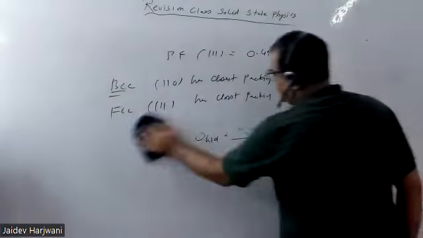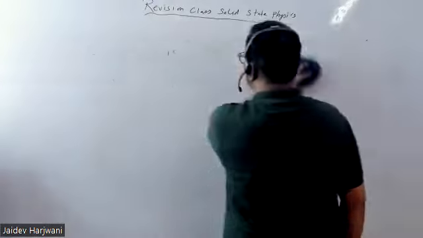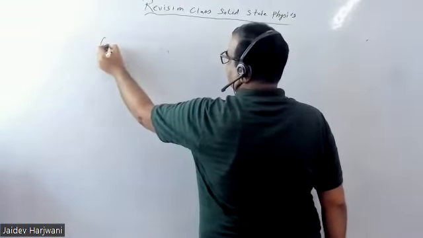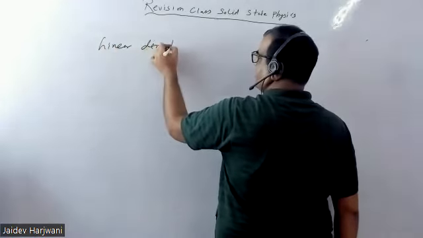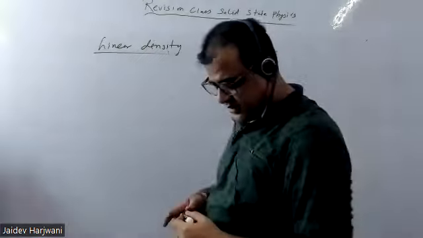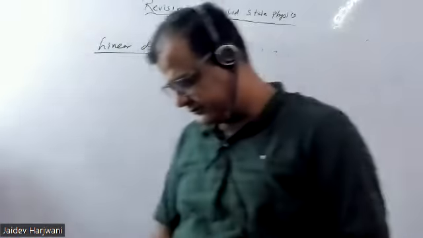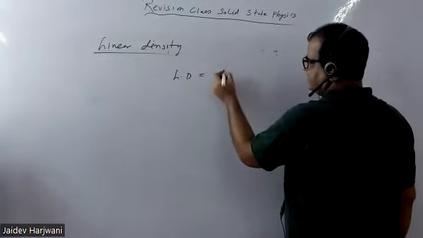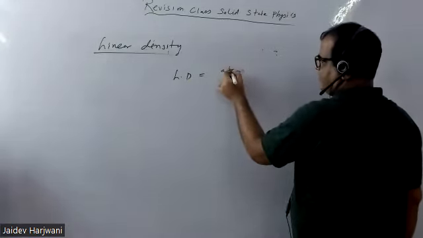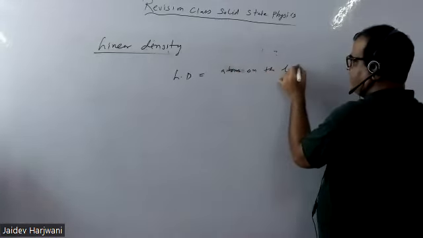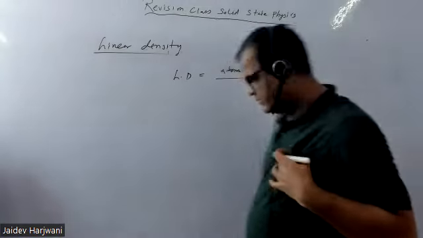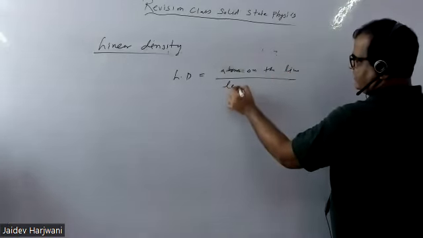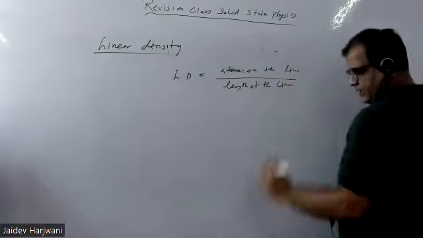Now, similarly, you can find linear density also. What is it? Atoms across a line. Linear density. Tell me, what is the formula for linear density? Linear density is the number of atoms on the line divided by the length of the line.